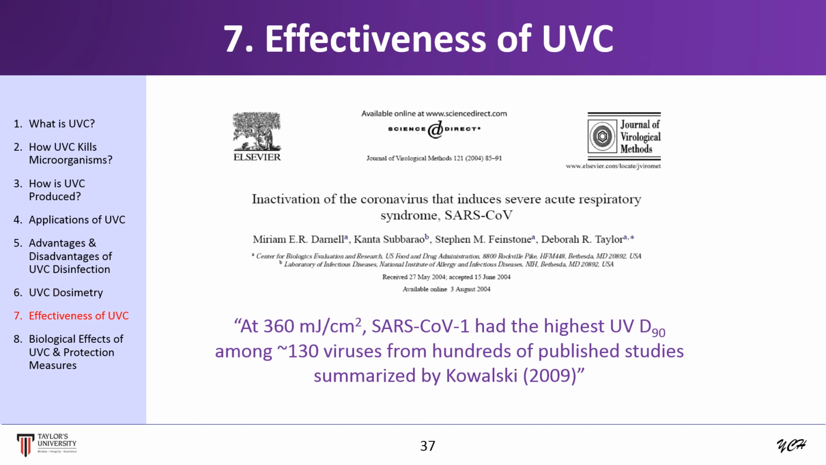Talking about the effectiveness of UVC, there are easily more than 10,000 papers available that documented the effectiveness of UVC in the inactivation of multiple types of microorganisms. Here I selected a few papers which are related to SARS-CoV virus. This is a review paper saying at 360 mJ per cm square, the SARS-CoV-1 had the highest UV lethal dose among 130 viruses from hundreds of published studies summarized by Kowalski.